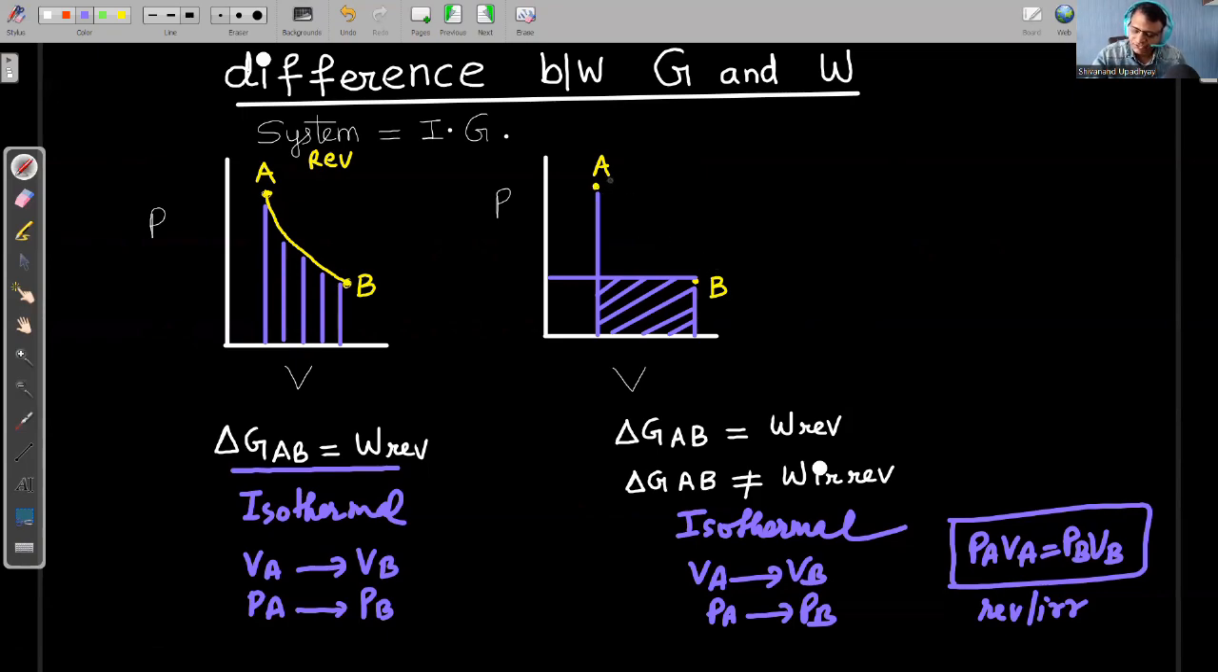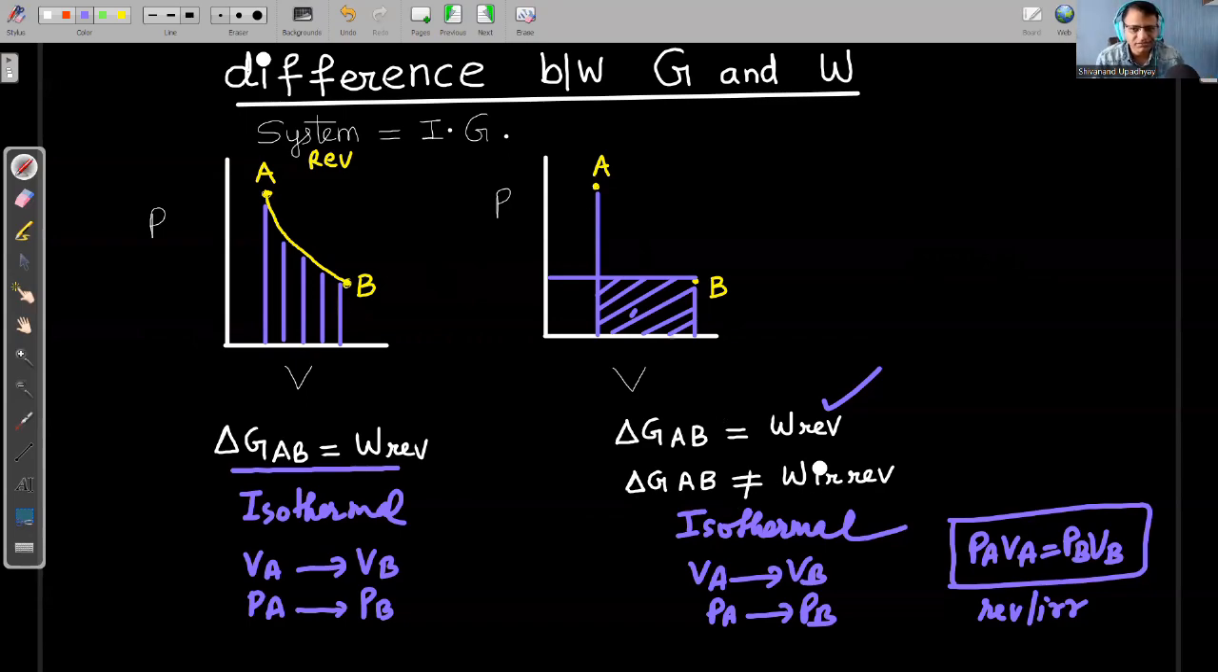But since Gibbs free energy is a state variable, if the initial and final state are the same, the change in Gibbs free energy will be the same. So the change in Gibbs free energy of this irreversible process is equal to the work done in the reversible process, while the work done in this irreversible process is the area under this graph, right? So we can say that the change in Gibbs free energy in process A to B is not equal to the work done in this process, right?